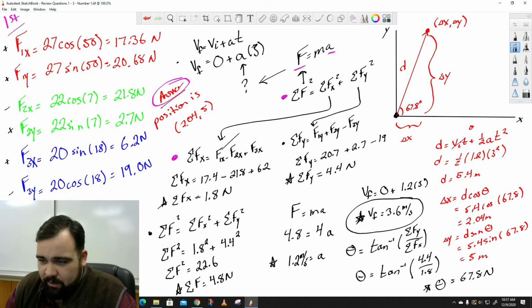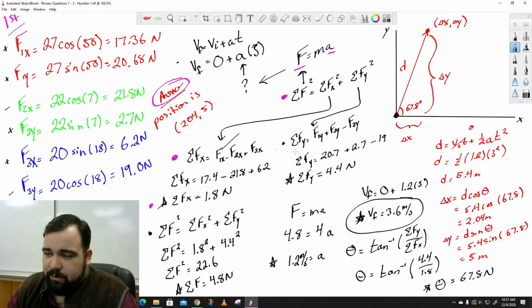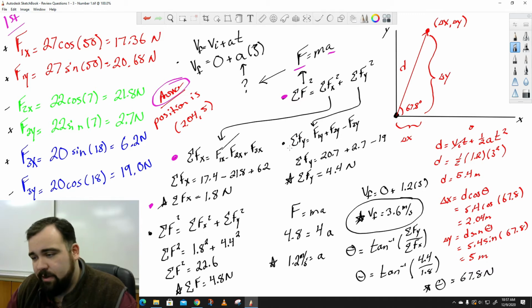So start off with our F net x. We're going to do F1x minus F2x and F3x, because F1x is to the right, F2x is left, and F3x is again to the right. So we have the 17.4 minus the 21.8 and then adding the 6.82, you come up with a total net force in the x direction of 1.8. Go through and do your y components. F1 and F2 are in the positive y direction, F3 is in the negative. That works through to a total F net in the y direction of 4.4 newtons.